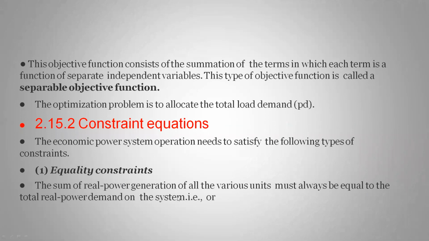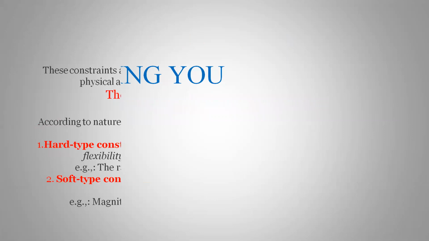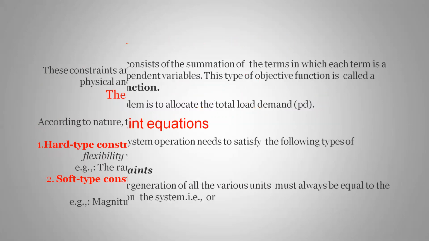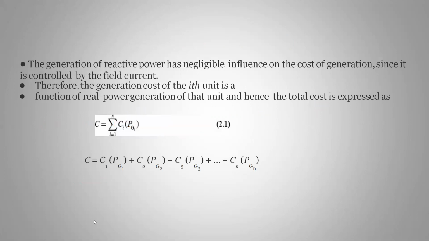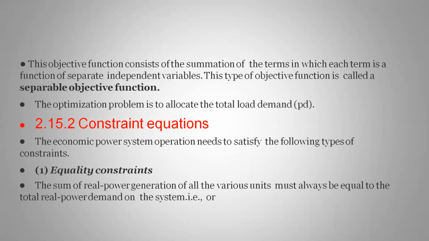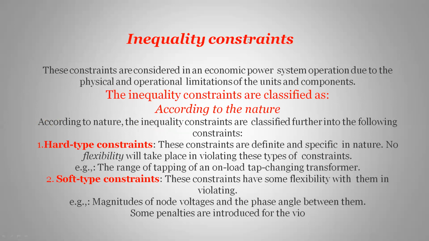However many real power generations we have, the sum of the real power generation of all the various units must be equal to the power demand. So the power demand PD equals sigma i equal to 1 to n of PGi. Look here: all the power generations together must be equal to the power demand. That we call the equality constraint. Next, the second one is inequality constraints.